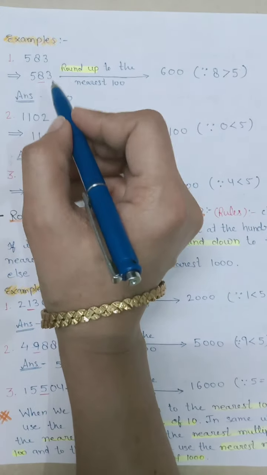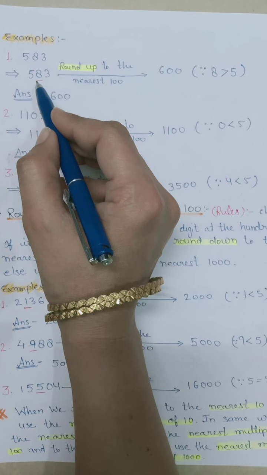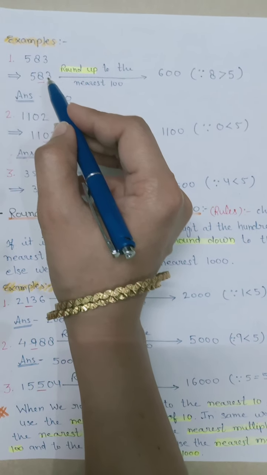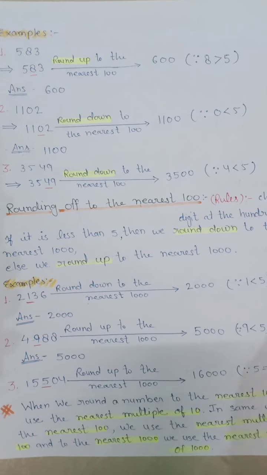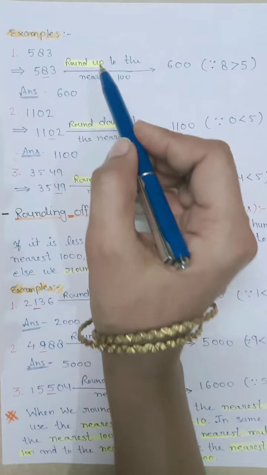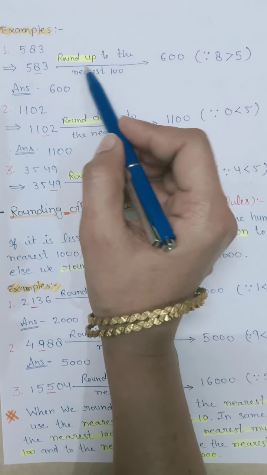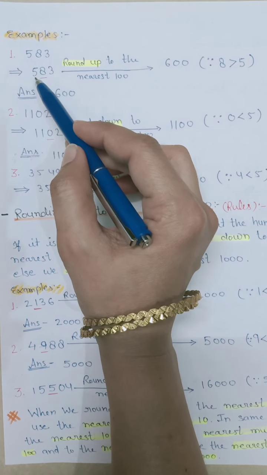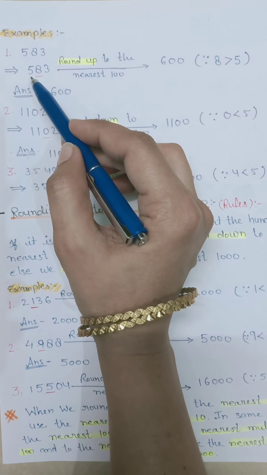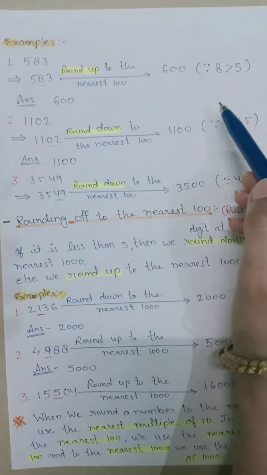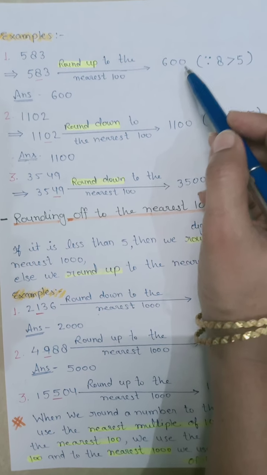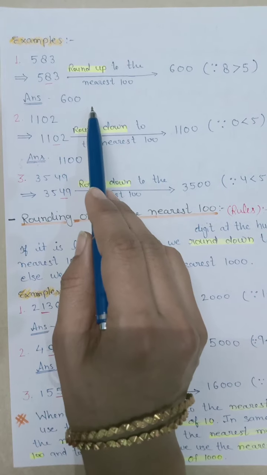So, which digit do we have to check here? The tens place digit. The tens place digit is 8. And students, you know that 8 is greater than 5. So we have to round up here. Round up to the nearest 100. That means there will be one increment to the 100 place. So the rounded value of 583 will be 600. You got the answer 600.